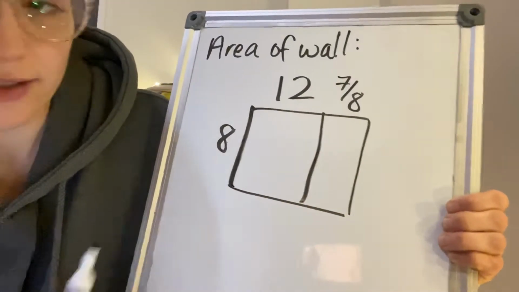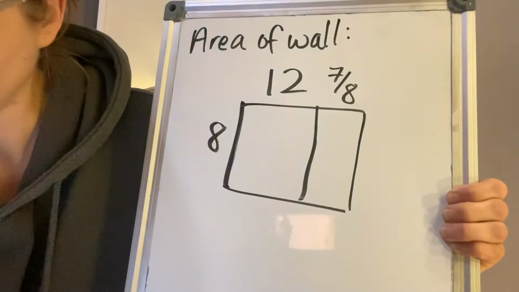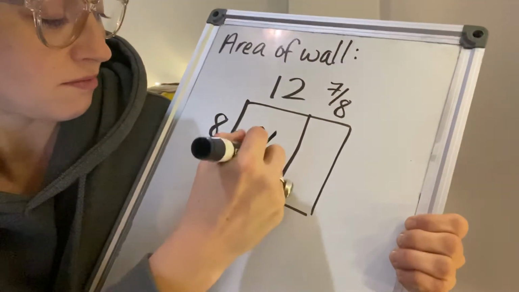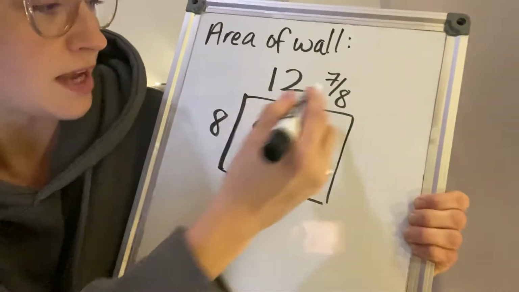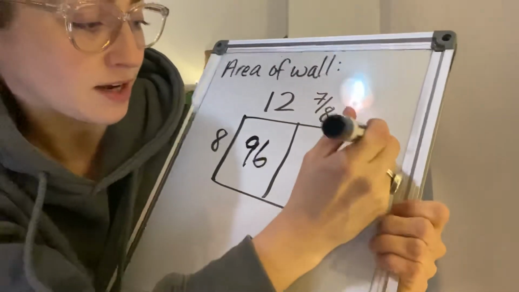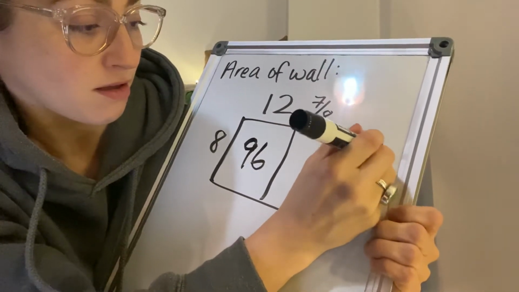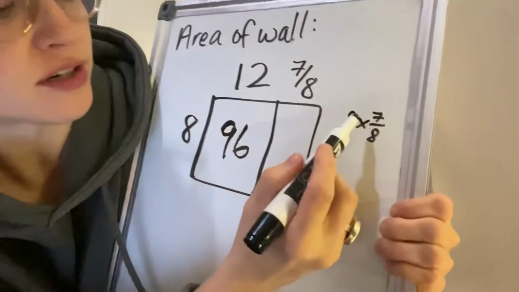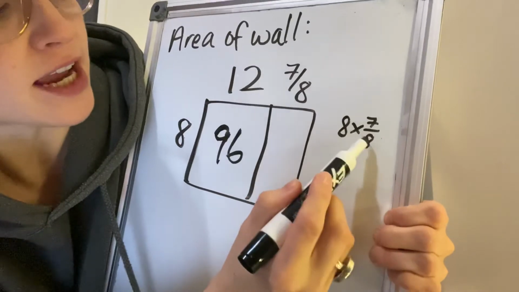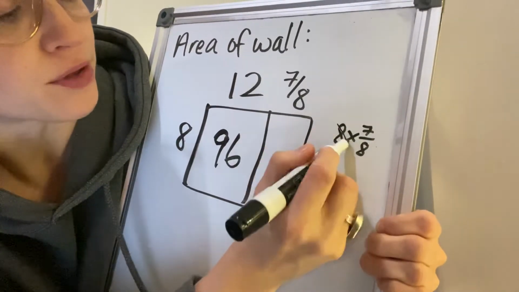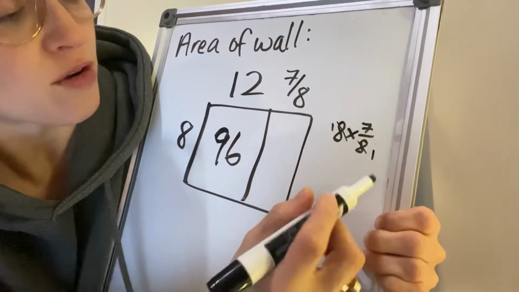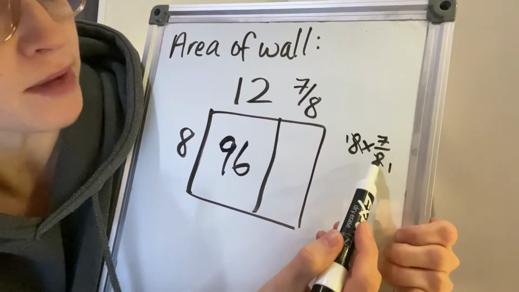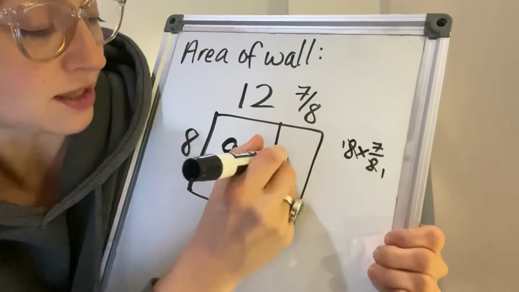What is 8 times 12? 96, good. What is 8 times 7/8? Yes, you could take 8 out from both of these, replace it with 1. Or you could have multiplied through 8 times 7, 56, divided by 8 is 7, and you get the same thing. The answer is 7.